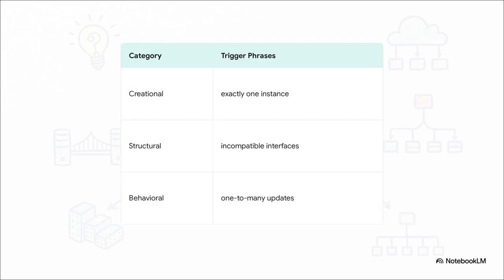Now, consider this your ultimate exam cheat sheet. You absolutely need to memorize these trigger phrases. When an exam scenario mentions bridging incompatible interfaces, your brain should instantly anchor to the structural category. If a prompt talks about needing exactly one instance of a manager, boom, you're in creational territory. And if you spot phrases like one-to-many updates or interchangeable algorithms, you know for sure you're dealing with a behavioral problem. Simply recognizing these symptoms, that's honestly half the battle.